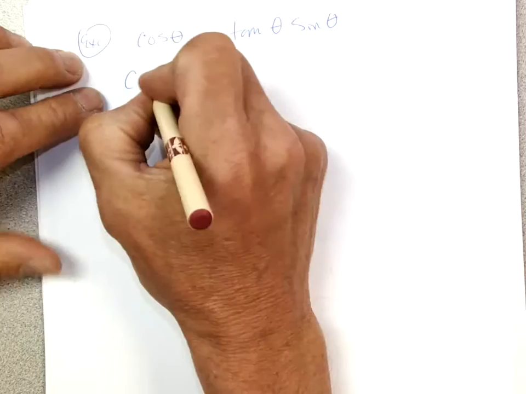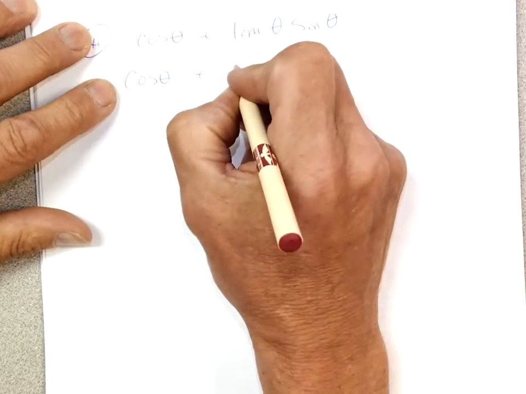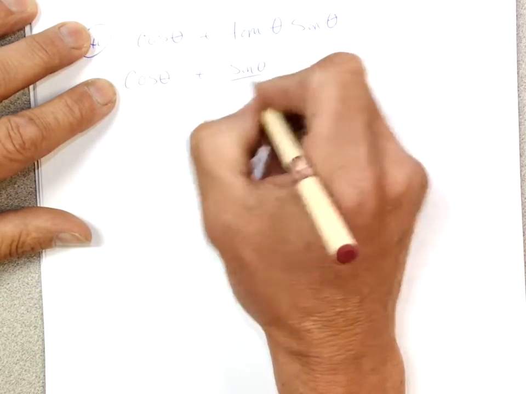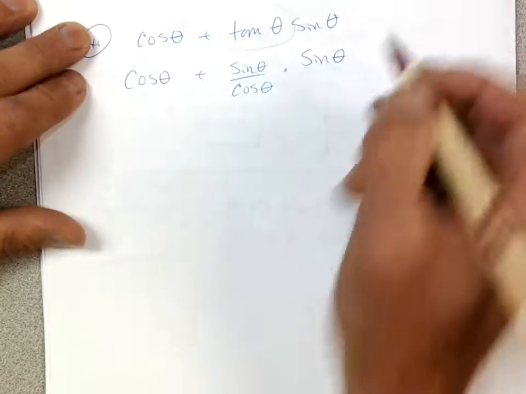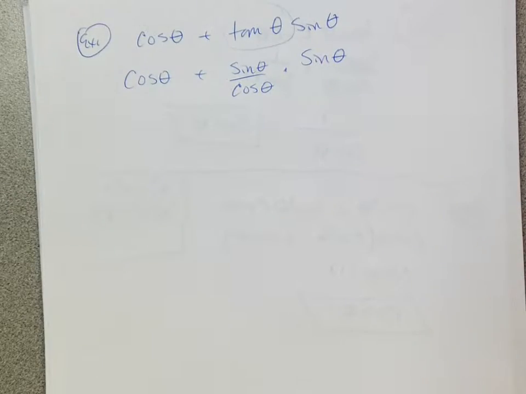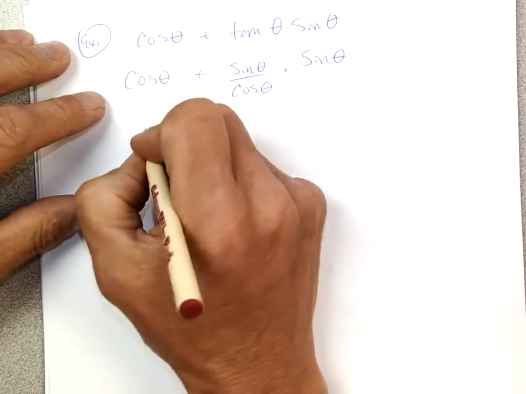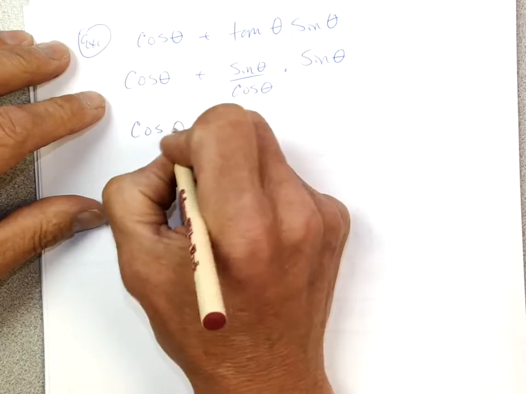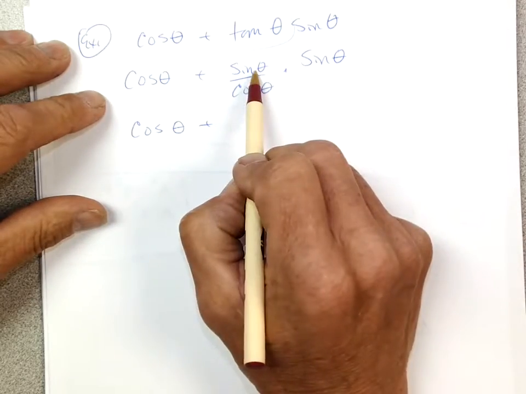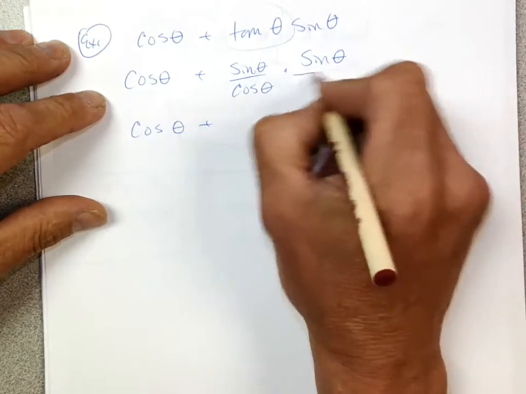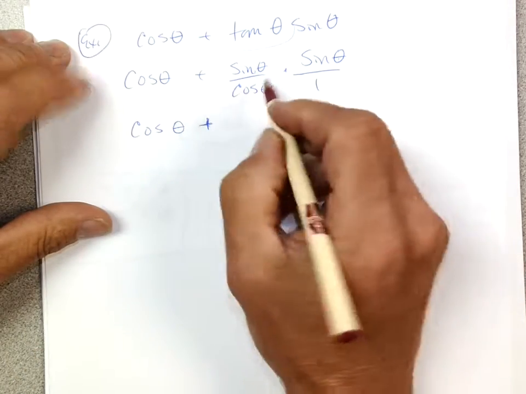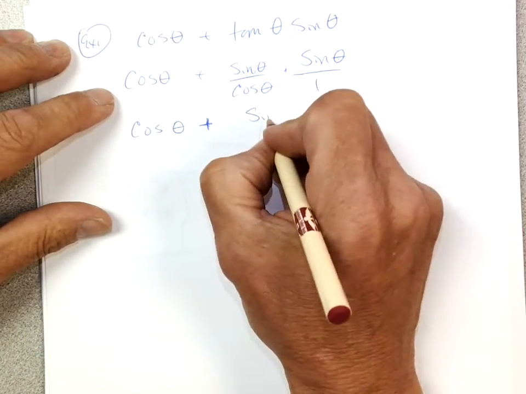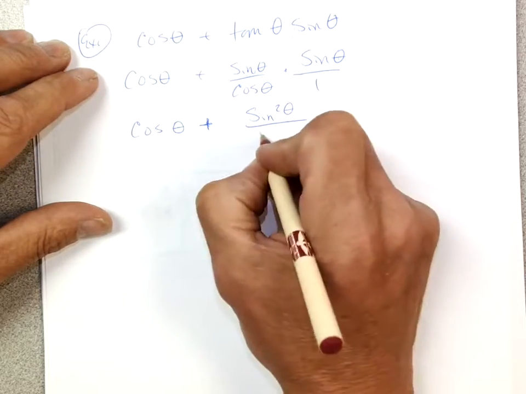So I'll go, cosine theta plus sine theta over cosine theta times my sine of theta. Well, that didn't do me much good yet. I have to do some more work. So let me go ahead and simplify this. It's cosine of theta plus, sine times sine is sine squared. Let me make this sine over 1 just so you see the fraction come. So I get sine times sine is sine squared theta over cosine theta.